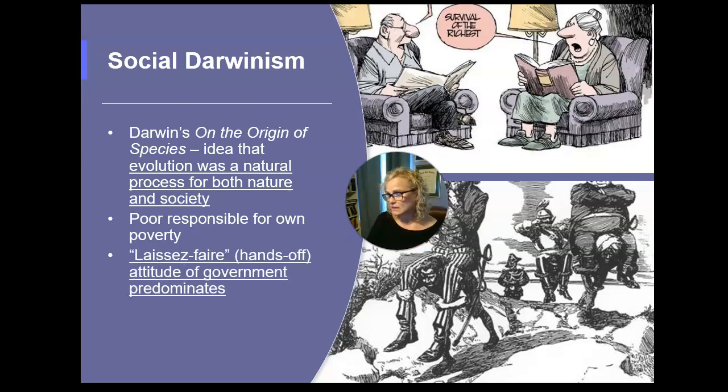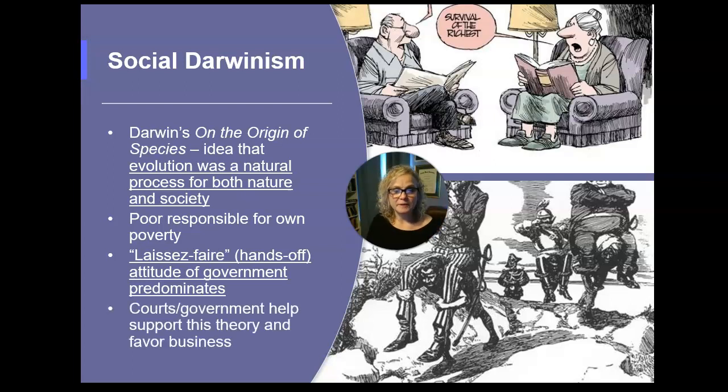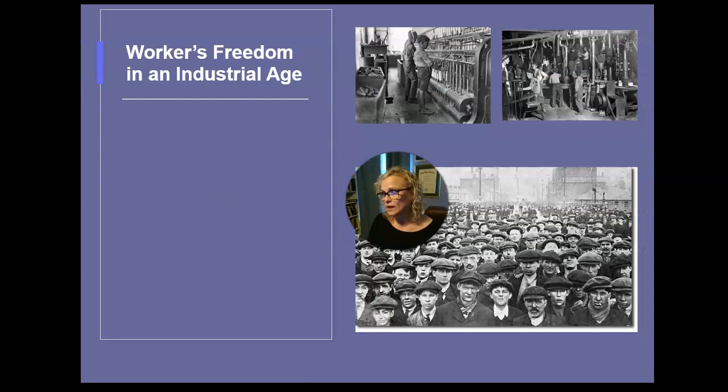And again, I'm going to say this several times: a lot of this is because of the attitude the United States government had at the time, called laissez-faire government, which is hands off. That's what it means in French, and it essentially allows the big businessmen to grow and have this social Darwinistic viewpoint. The courts and the government support big business consistently. When there are strikes, the government actually sends in troops to stop the strikers. So a lot of support of this, okay?